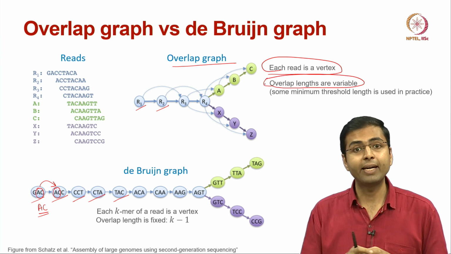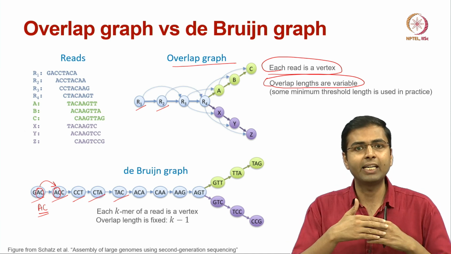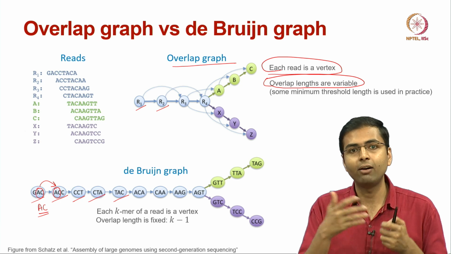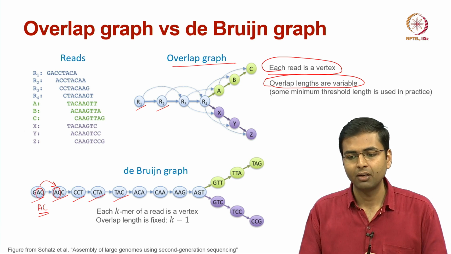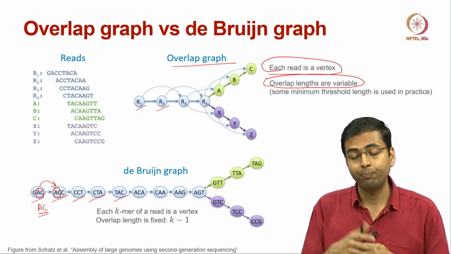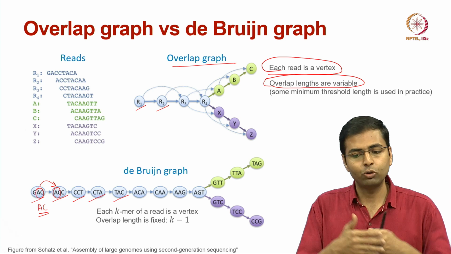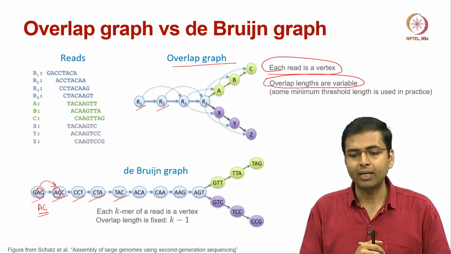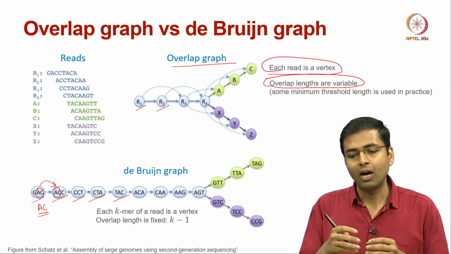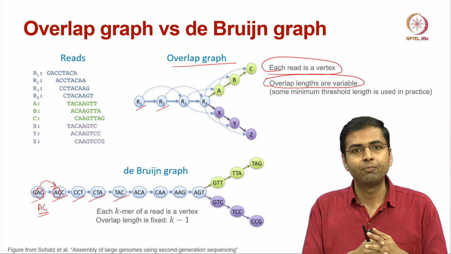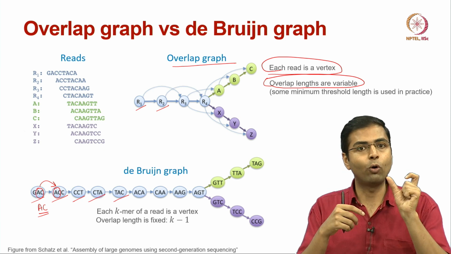So, in practice you can definitely have some minimum threshold, that is, maybe you only want overlaps of at least 50 just to avoid false positives, right. Just to avoid many false overlaps, you may put a minimum overlap threshold because you can always get an overlap length of 1 or 2 by chance. But even after you apply a minimum length threshold, the overlap lengths can still be variable, right. So, there is no fixed value of an overlap length.